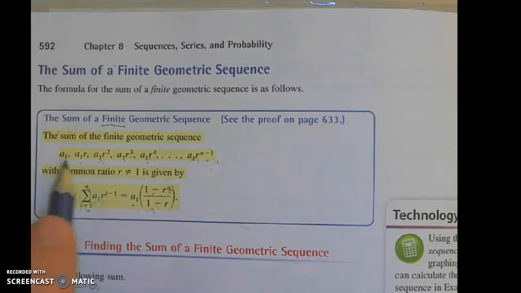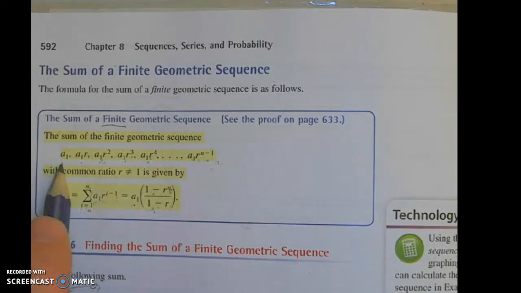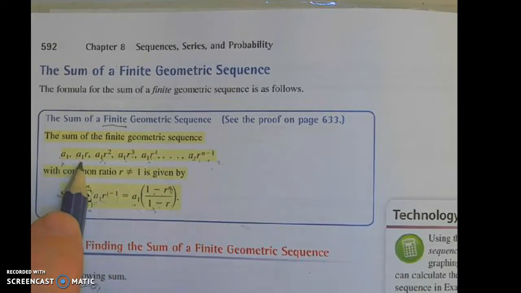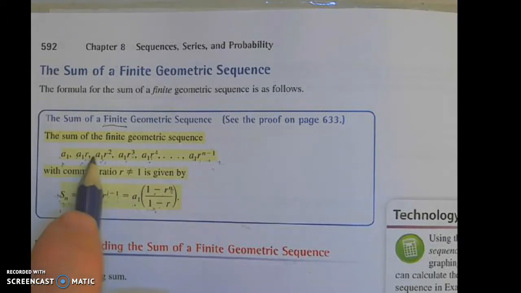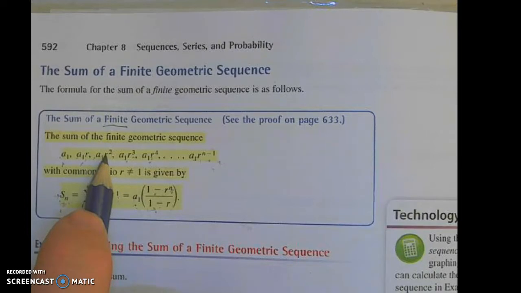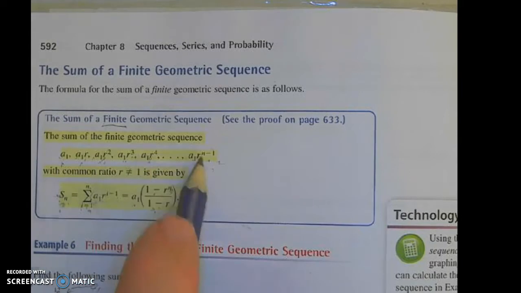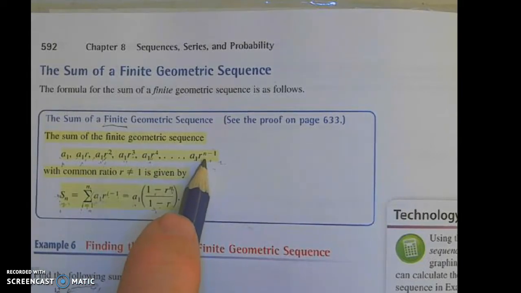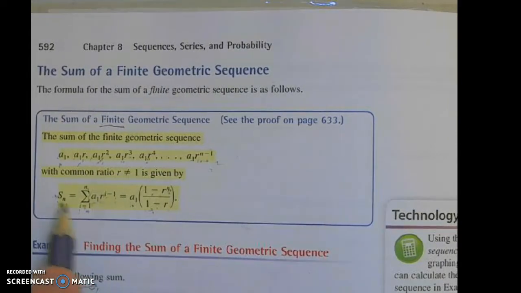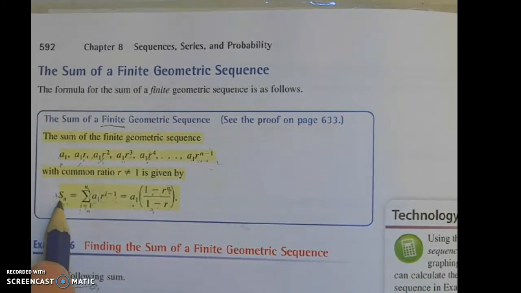The way we're going to designate those numbers is the very first number is going to be called a sub 1, and the next one will be a sub 1 again, multiplied by the common ratio. Then the next number is a sub 1 again, multiplied by the common ratio, multiplied by the common ratio, or the common ratio squared. And you continue this pattern until you get to the very last number. Now, the way we'll do it is we're going to write out that we want S sub n. I want you to jump down to example 6 and you'll see what I mean.